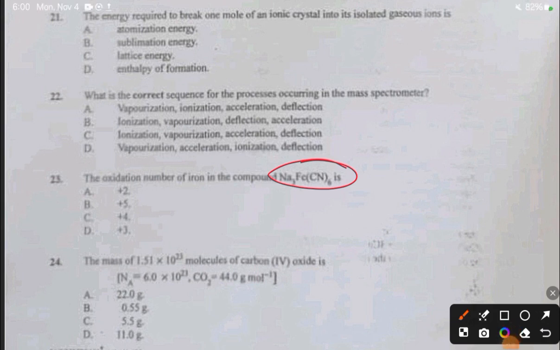This compound is neutral. So looking at it, there's 3 here. And we know that sodium has an oxidation number of 1. So means it's going to be iron 3. So it's coming from the 3. So 23, the answer is D.